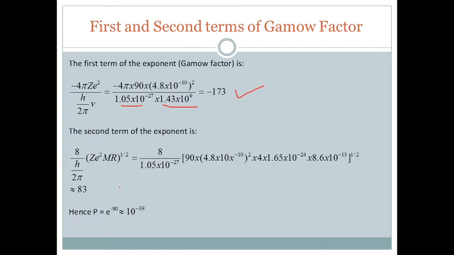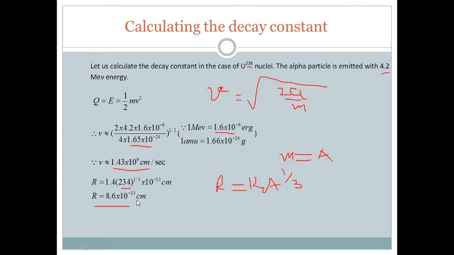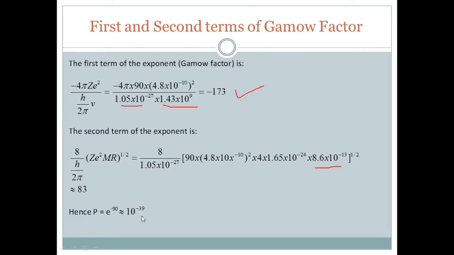Second term, I also do the calculation. I put all the values here. I put the mass here, 4 into 1.65 into 10 raised to minus 24 in terms of gram. Radius also I put. You have calculated the radius here in centimeter. Okay, so I put everything. So I get here 83. So if I take the summation of the first term and the second term, I get minus 90. e raised to minus 90 is nearly equal to, in base 10, 10 raised to minus 39.